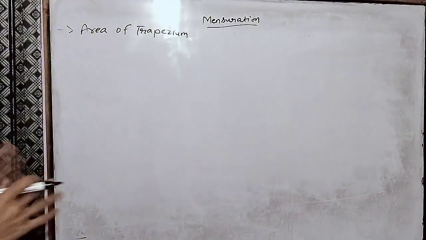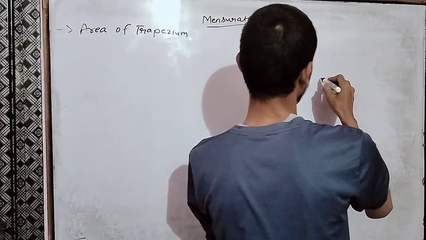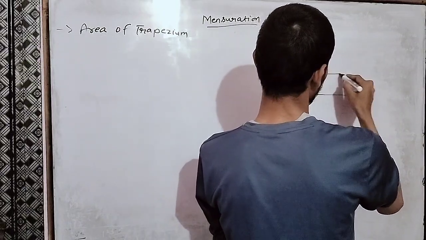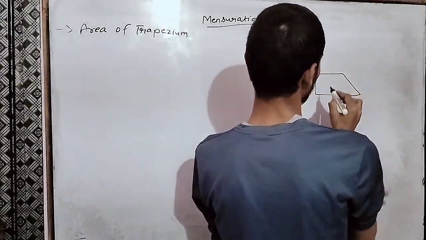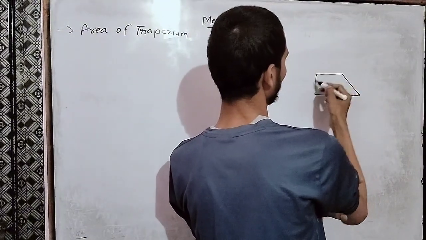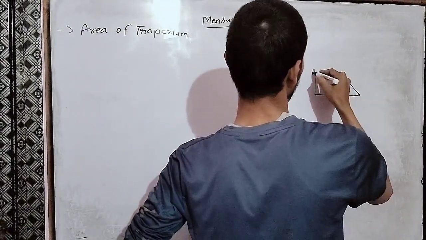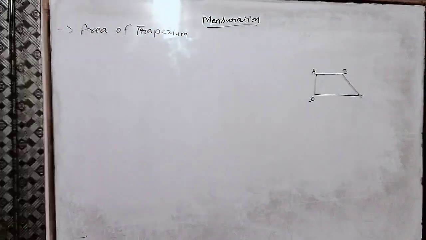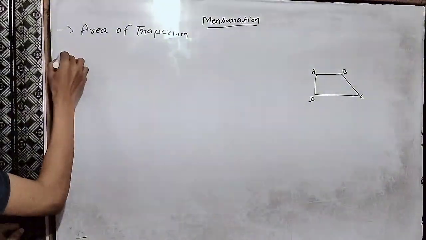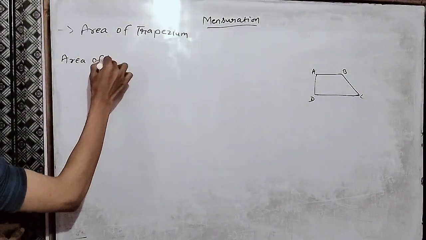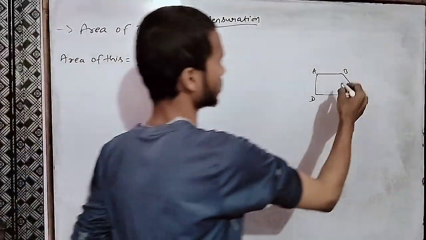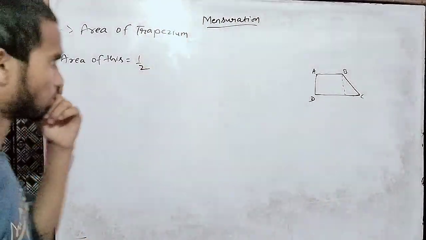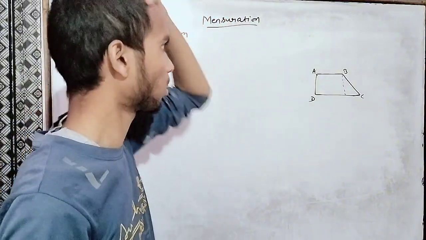Trapezium. First of all, you will see that the diagram of a trapezium is like this. It can be like that, which is a quadrilateral A, B, C, D. So to find out the area of this, we will take half. We are finding out the area of a trapezium.